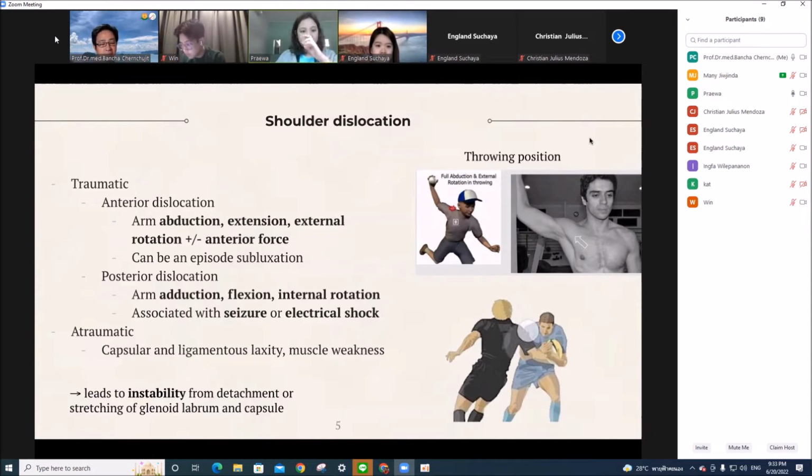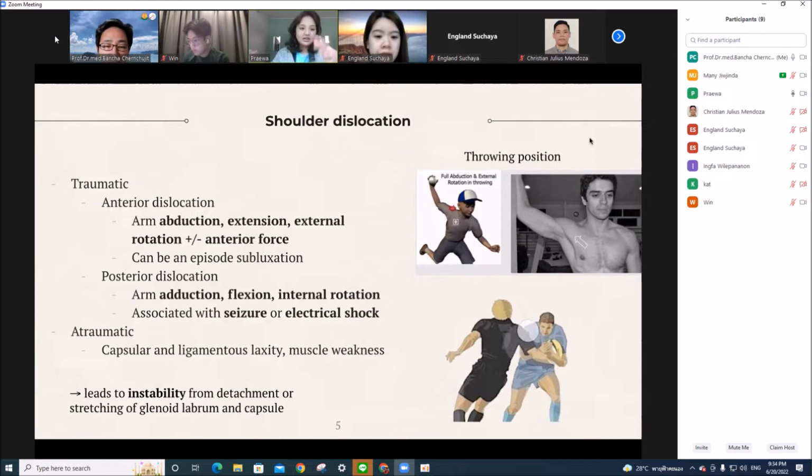It can also present as episodes of subluxation, as we often see in the ward. And for the posterior dislocation, the patient's arm will be in abduction, flexion and internal rotation. The posterior dislocation is commonly associated with seizure or electrical shock.